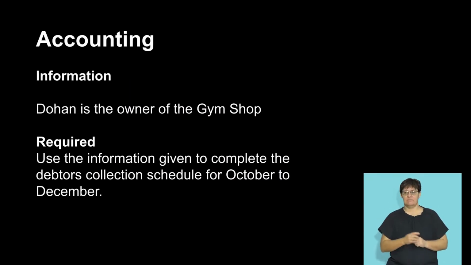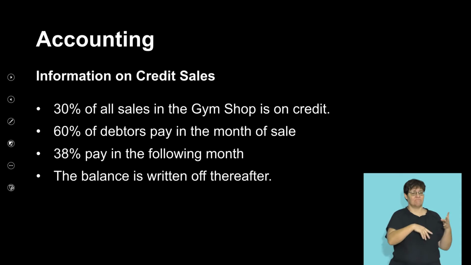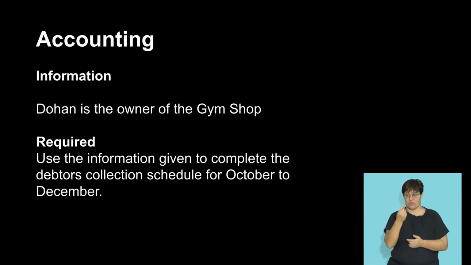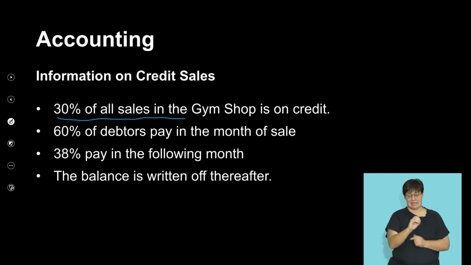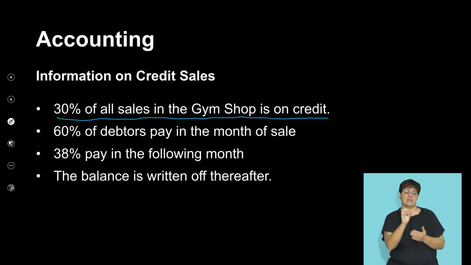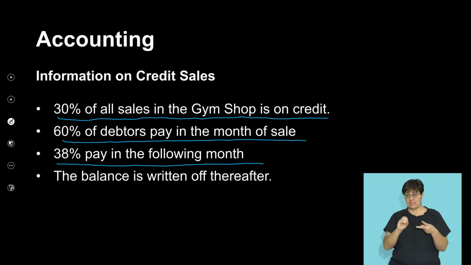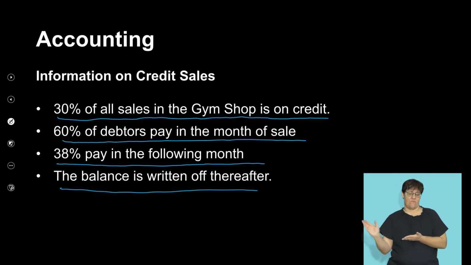We're told that Don is the owner of a gym shop. Use the information given to complete the debtors collection schedule for October to December. Right, so we are told, remember the proviso, that 30% of all sales in the gym shop is on credit. That's the first item that we have there. 60% of debtors pay in the month of sale, 38% pay in the month following the month of sale, and the balance is written off thereafter.